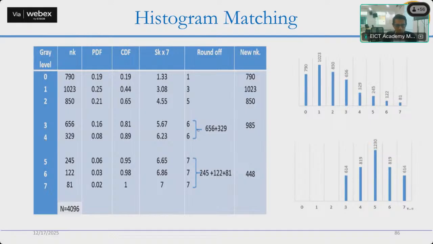For the new histogram, you can see now, since 2 has become 6, 3 has also become 6, and 4 has also become 6. So now the total count will be 656 plus 329, that is 985. We want to see the pattern of the histogram, how it has moved or changed in histogram matching. Earlier it was a very well distributed histogram, but after histogram matching, it has shifted towards a very particular region, as you can see here.